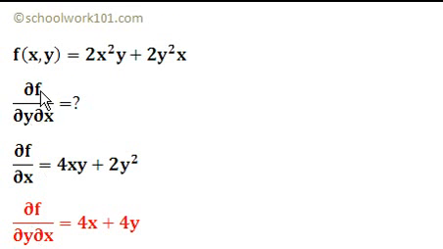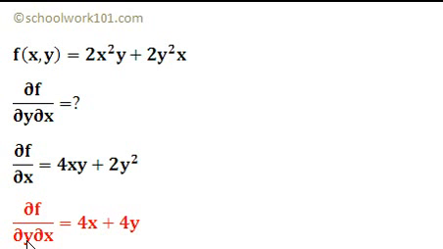Okay, this time we're going to be doing the partial of f over the partial of y, partial of x. So this time we're going to be taking the derivative of x first. So the partial of f over the partial of x, we want to look at that first. Derivative of x, we take the 2, bring it out front, 2 times 2 is 4. Subtracting 1 from the exponent, you just get y, and then rewrite the y. Plus, the derivative of x is 1. What are we left with? 2y squared. So that's the partial of f over the partial of x.